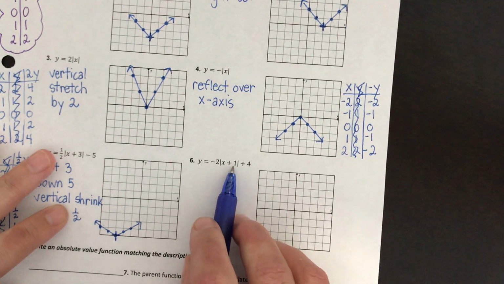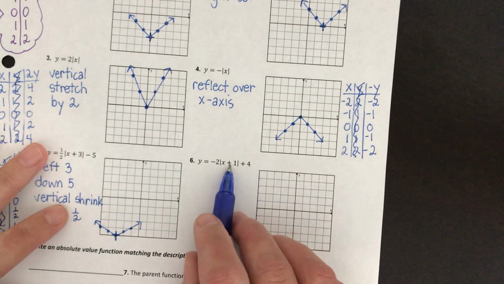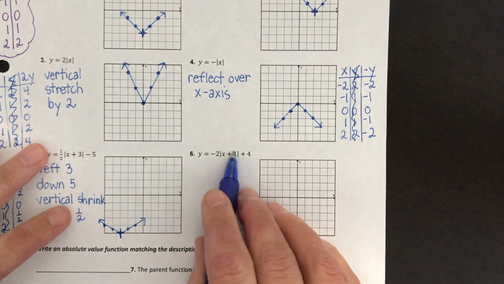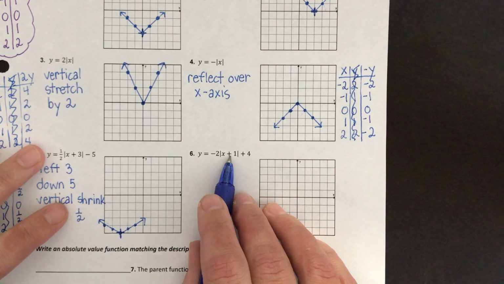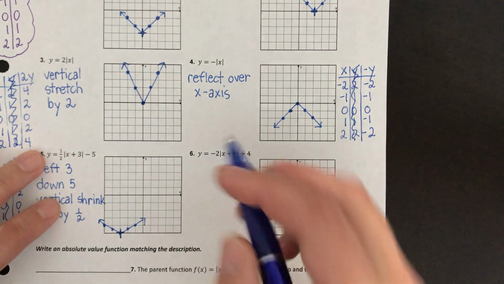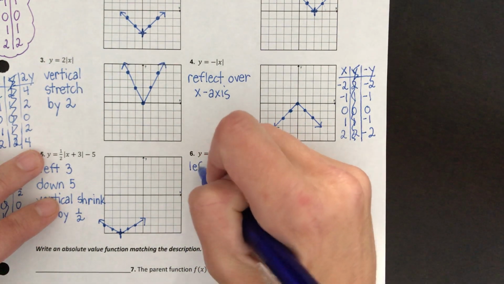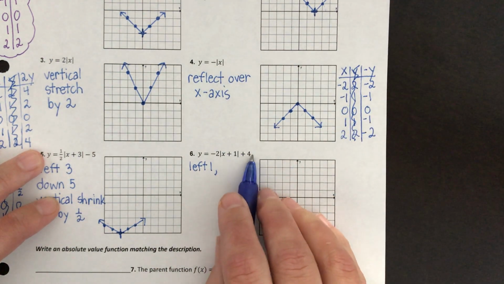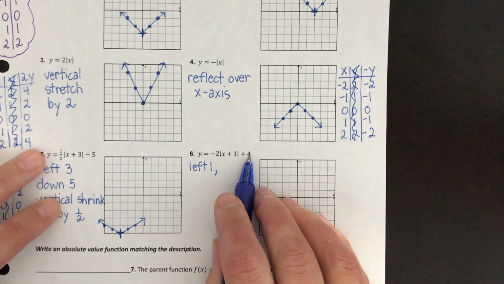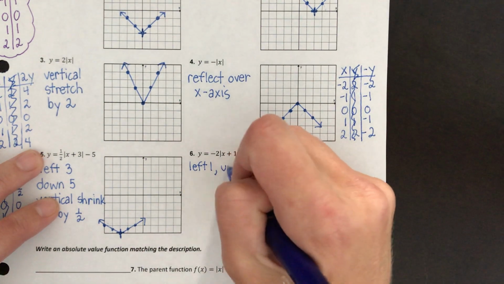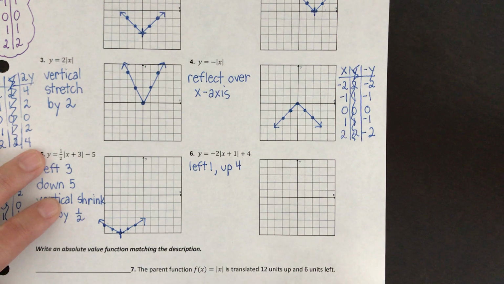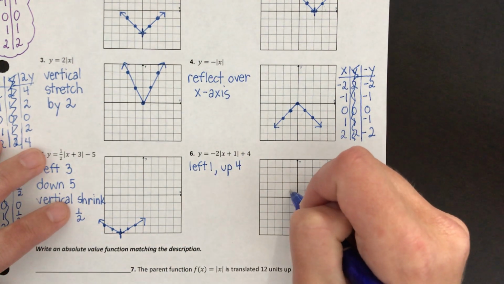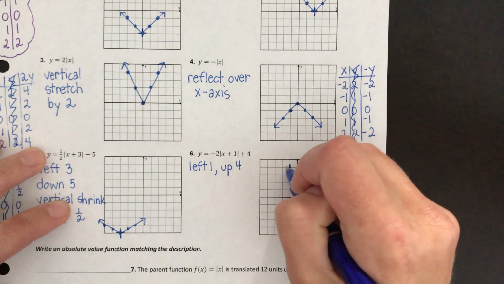We've got an a value, a c value, and a d value. Like I said, we're going to move the origin first, so we're going to deal with the c and d first. Remember, inside here is either left or right, and it's opposite of intuition. So that's not going to move right 1, it's actually going to move left 1. Outside here, that d value moves up or down, and it's as you think. So it's up 4. Let's go ahead and move the origin: left 1, up 1, 2, 3, 4.